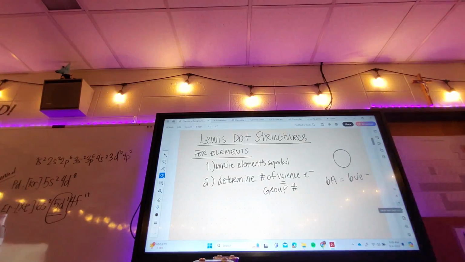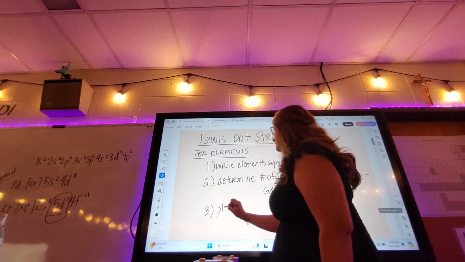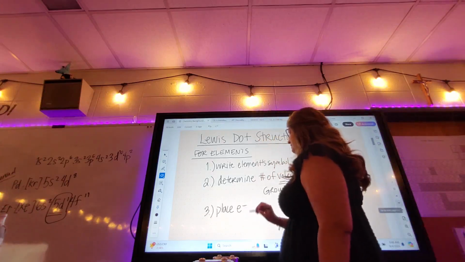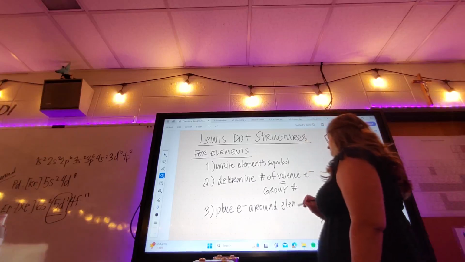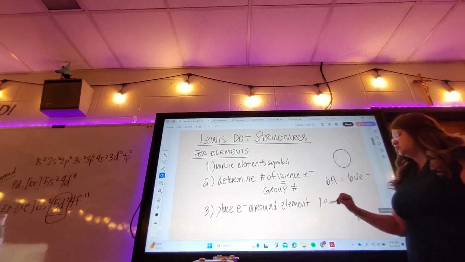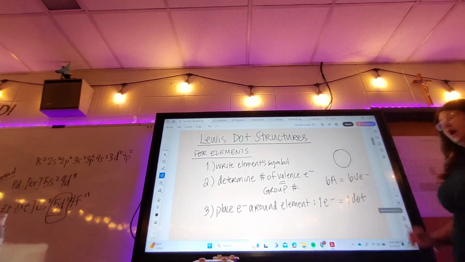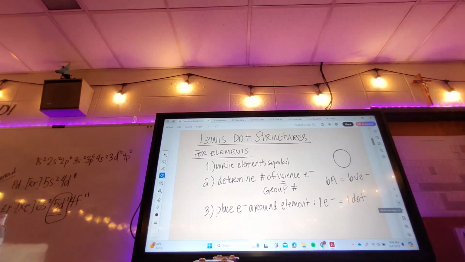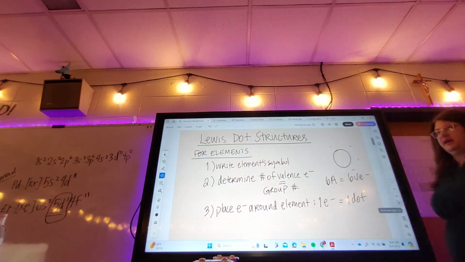All right. So we figured out how many valence electrons we have. Now, the third step is to place the electrons around the element. How are we going to do that? One electron equals one dot. But there's a specific way that you have to do this. You can't just scatter them and call it a day. That's not okay.